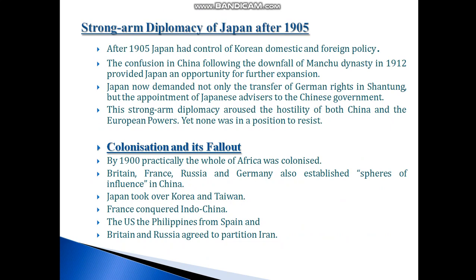Next subtitle, Strong Arm Diplomacy of Japan after 1905. After 1905, Japan had control of Korean domestic and foreign policy. The confusion in China following the downfall of the Manchu dynasty in 1912 provided Japan an opportunity for further expansion.